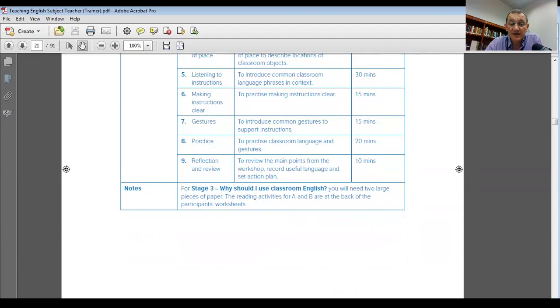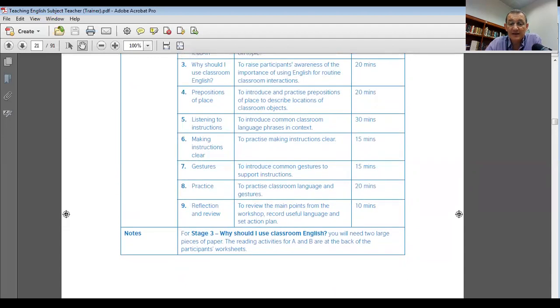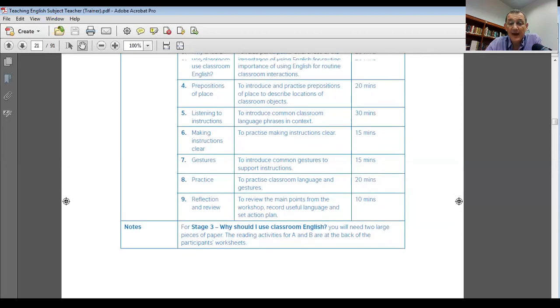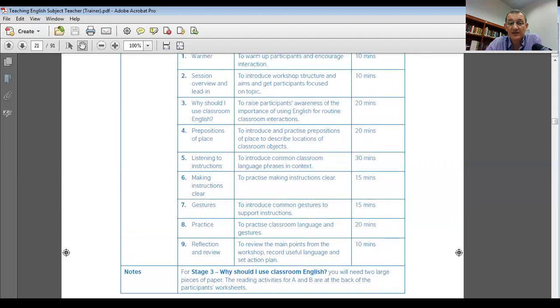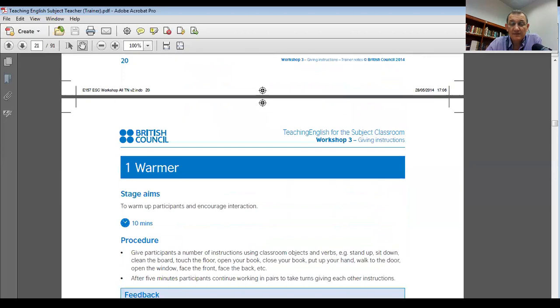So you can see the note there for stage 3, why should I use Classroom English? You will need large pieces of paper for the participants to write their brainstormed ideas on. Reading activities for A and B are at the back of the participants' worksheets. Okay, so that is workshop 3, giving instructions.